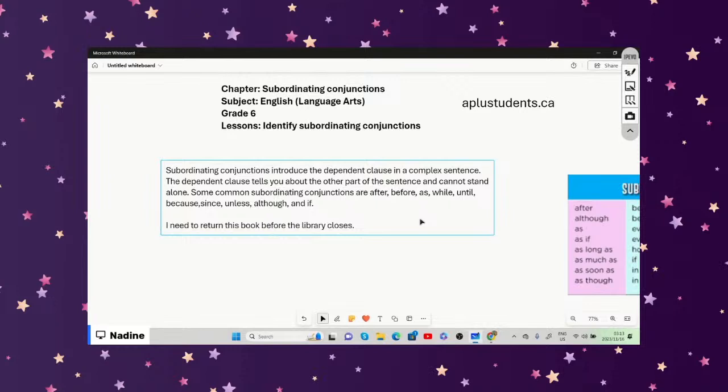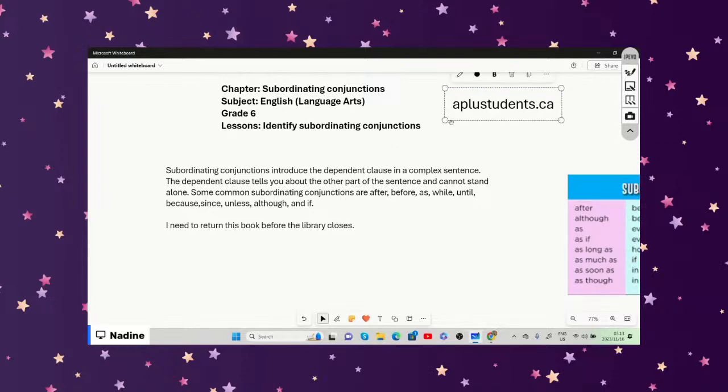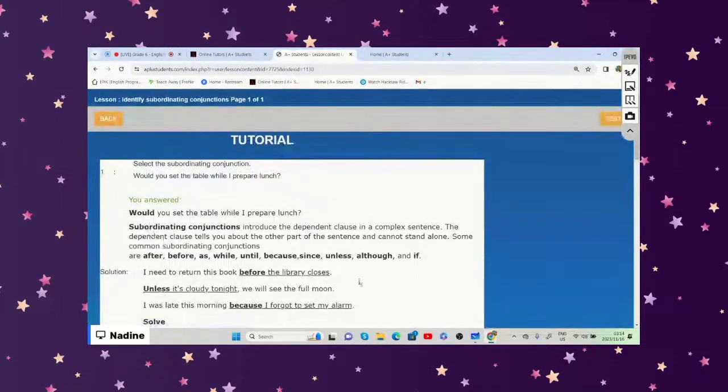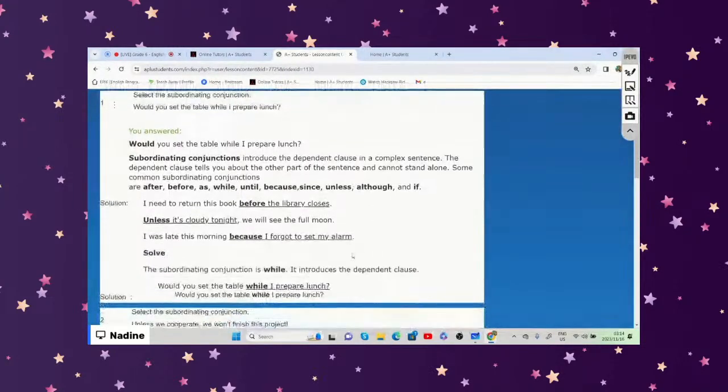And we are doing our tutorial lesson on aplusstudents.ca, where we will always also do the test, right? So now let's go to aplusstudents.ca, and we are going to do our lesson on identifying subordinating conjunctions.